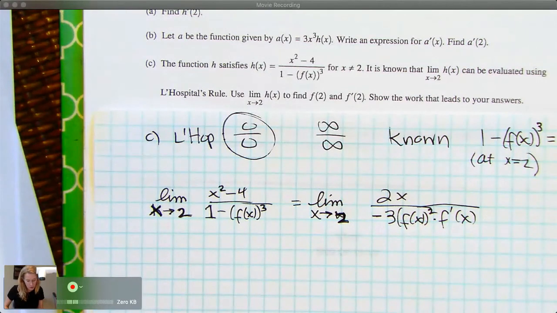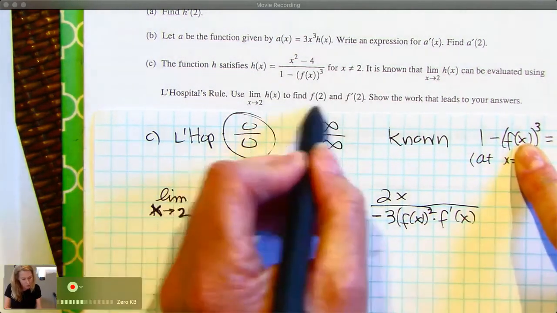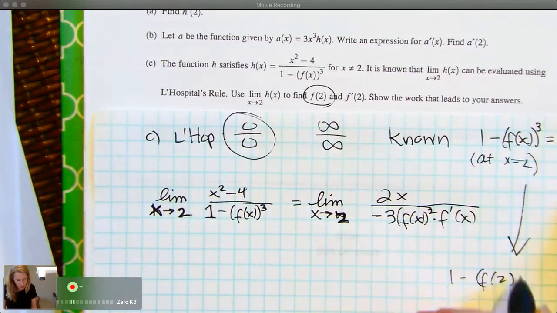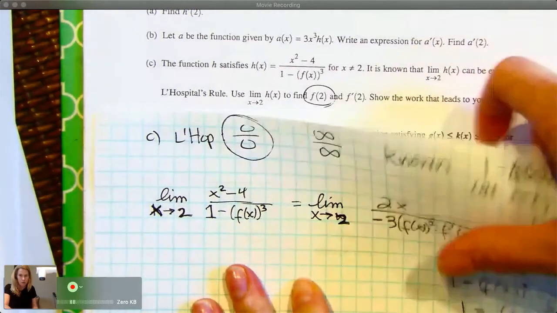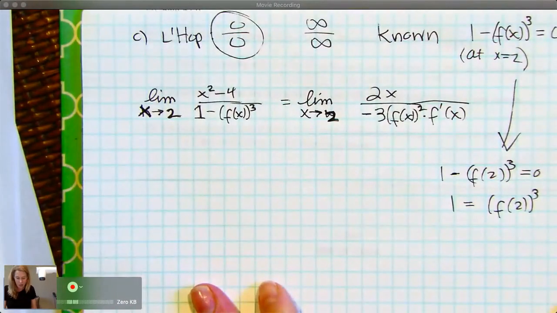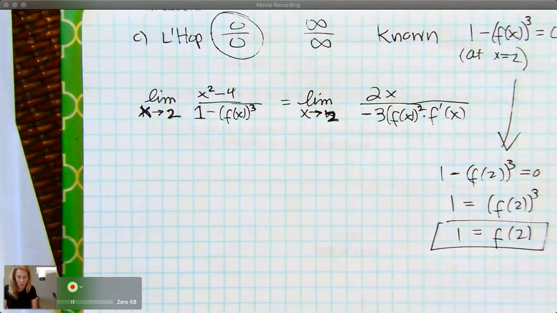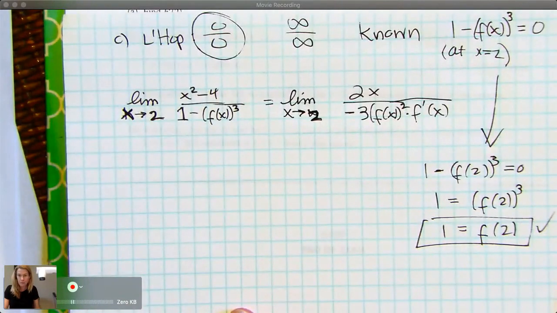Alrighty, so we want to find f of 2 and f prime of 2. So we knew that at 2 this whole thing goes to 0. So if I know that 1 minus f of 2 cubed equals 0, then I know that 1 equals f of 2 cubed. And I can cube root each side. Cube root of 1 is just 1. So I know that f of 2 has to equal 1. Excellent. We figured out that part.